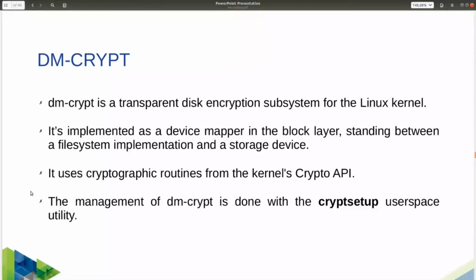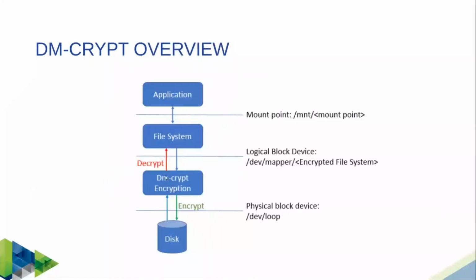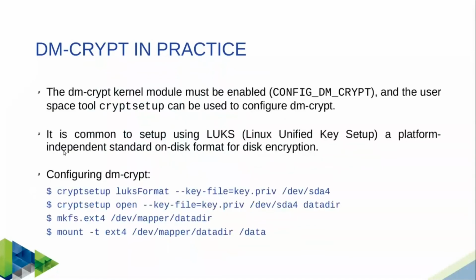in the next hands-on. This is basically DMCrypt here, as you can see, between the block device and the file system. Really, with 4 lines, you can do encryption at the block level on Linux. That's what we have here. You need to enable DMCrypt in the kernel. We need to decide how we're going to format the disk.